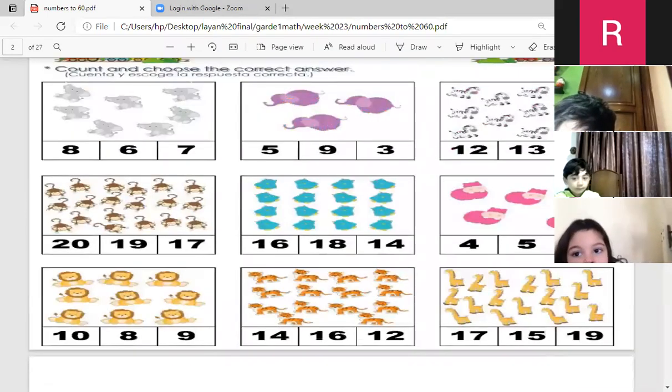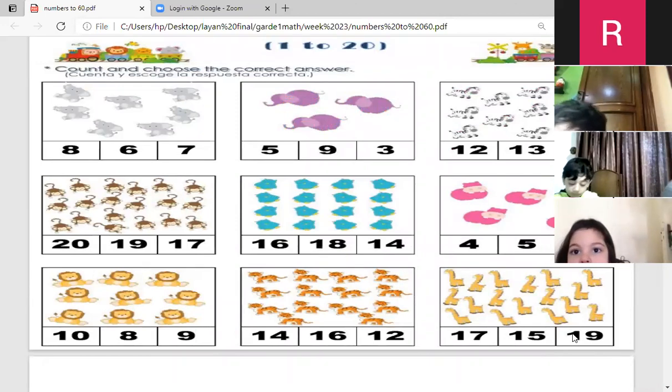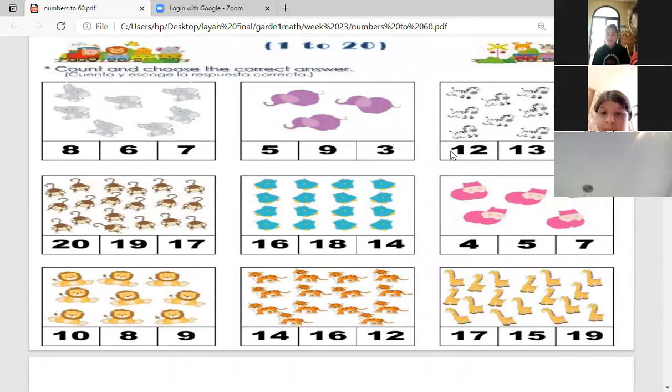Let's go, Zainab. Count and choose the correct answer. How many elephants do we have in the first picture? How many elephants? Yes, count. Five. And circle the correct answer. How many elephants do we have here in this picture? Which one?